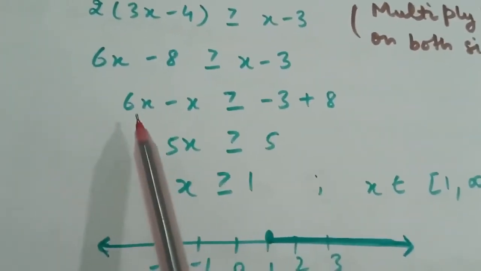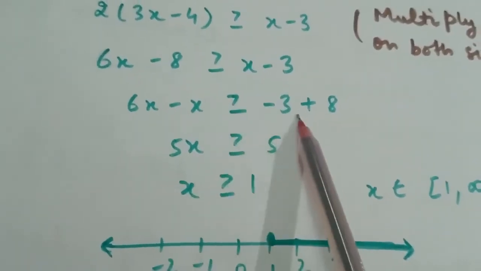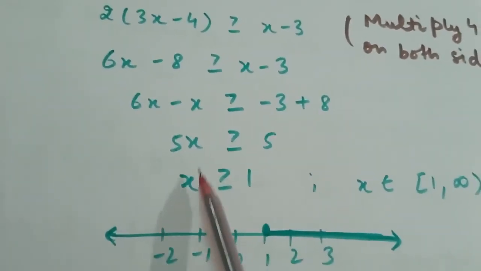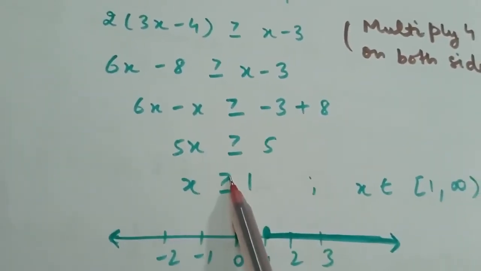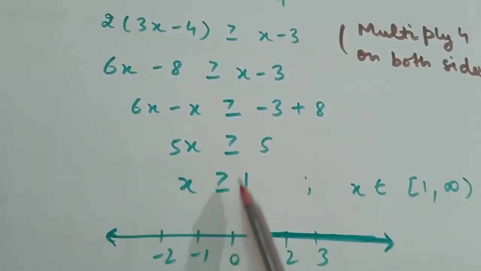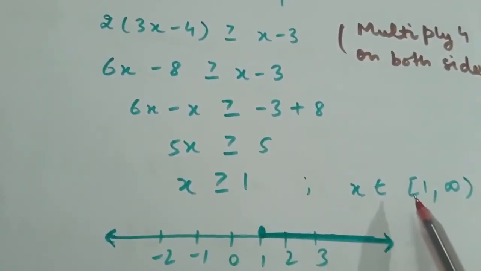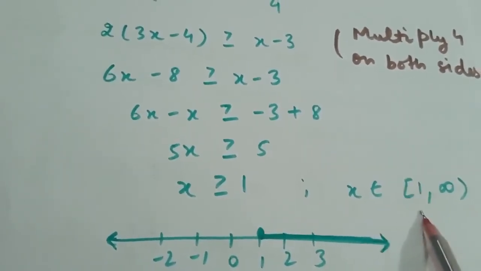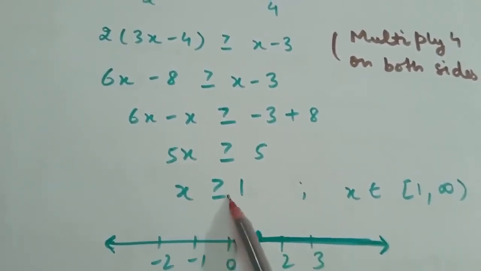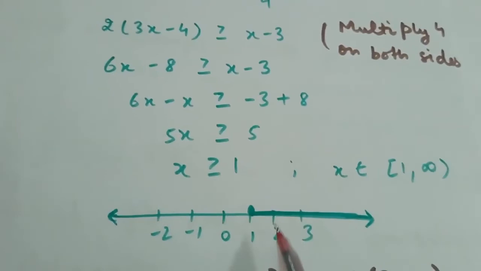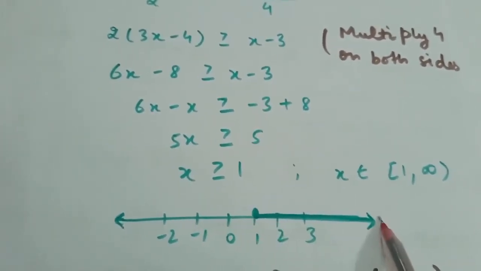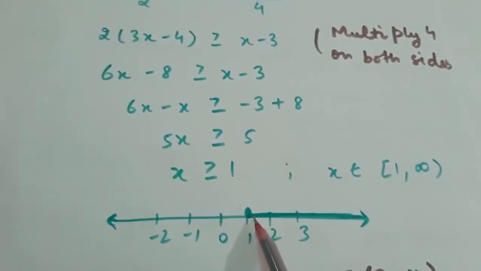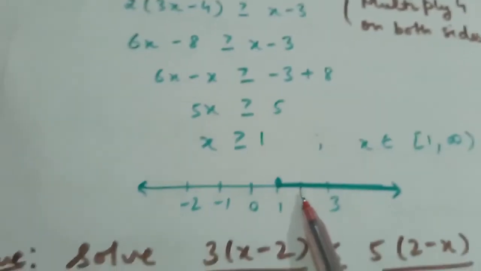Now solve 6x - x ≥ -3 + 8, right? 5x ≥ 5. Now dividing both sides by 5, as 5 is a positive number, the sign will not change. x ≥ 1. So the range will be from 1 to infinity. At 1, a closed bracket will come, clear? Because the equality sign is there. On the number line, to represent it from 1 to infinity, as 1 is included, draw a filled circle which shows that 1 also belongs to the solution.